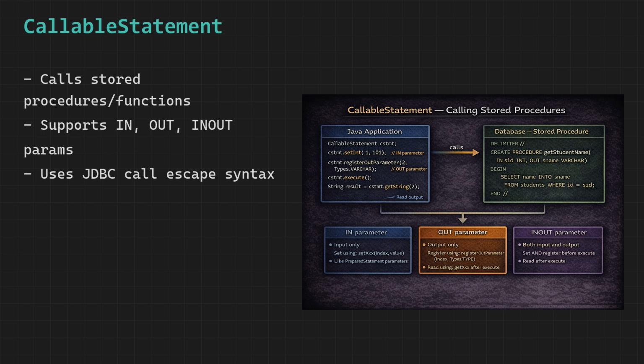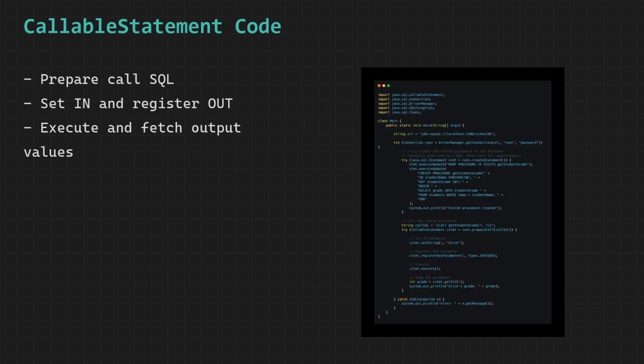After execute, you read out values using the same getXXX methods as result set: getString, getInt, getDouble, using the parameter index. Stored procedures are powerful for encapsulating complex database logic, improving performance by reducing round trips, and centralizing business rules in the database layer.